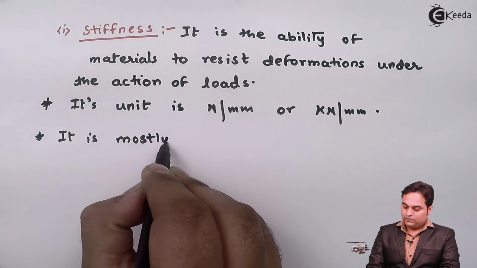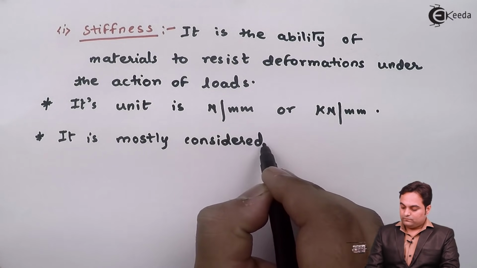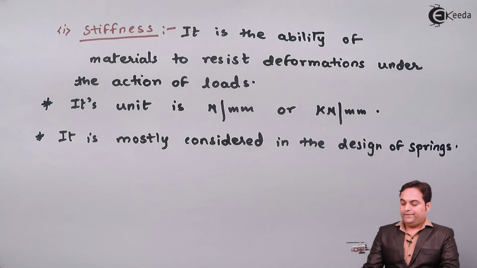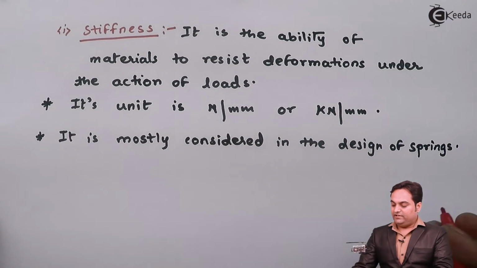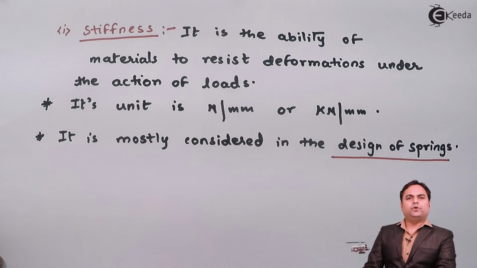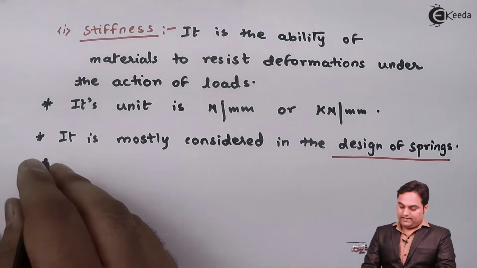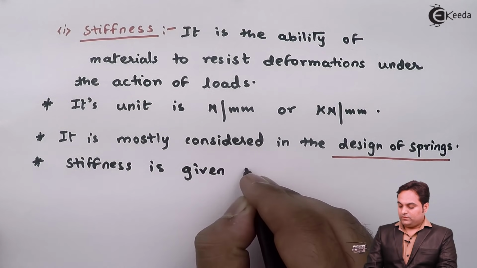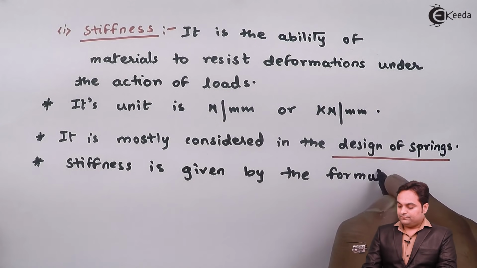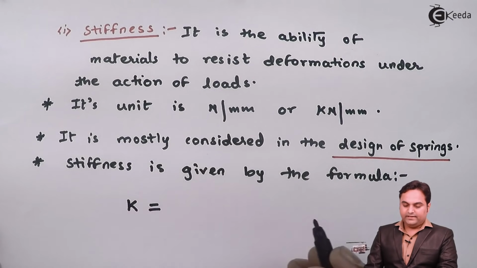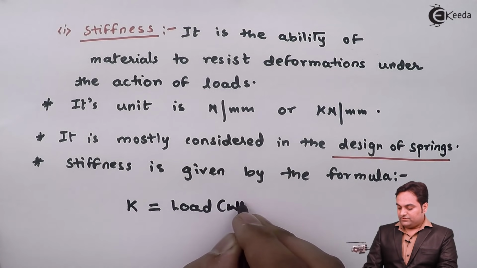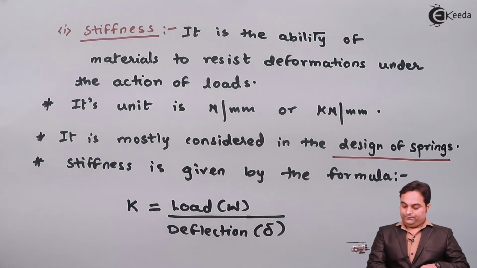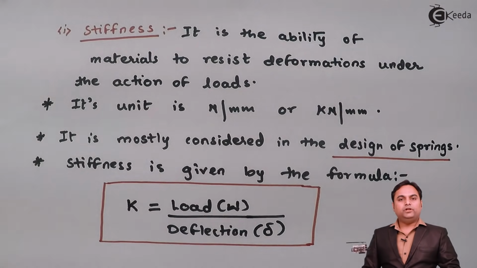It is mostly considered in the design of springs. So a very important property, that while we are designing springs, we would be considering the property of stiffness. And here I can say that stiffness is given by the formula: stiffness, which I'll denote by K, is equal to load W upon deflection delta. So here is the formula to calculate stiffness.